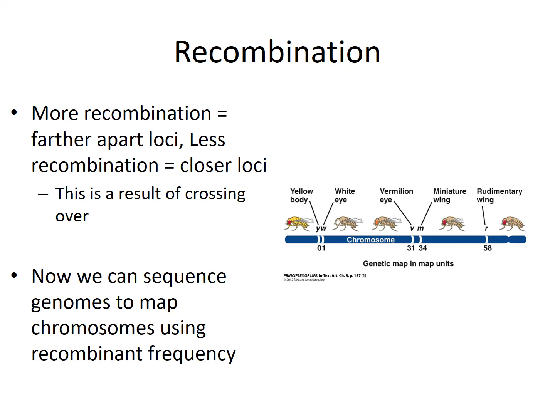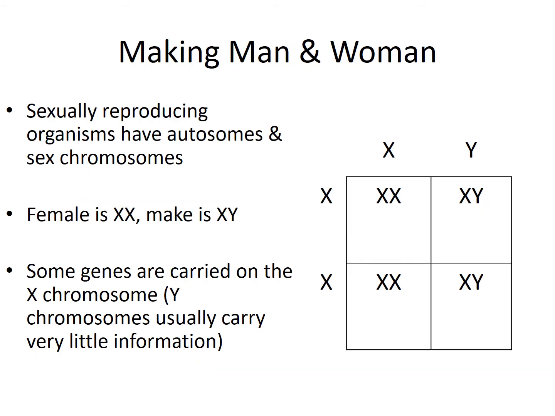In addition to mapping out and figuring out genes were linked based on autosomal inheritance, he figured out some other stuff. Not only do organisms have autosomes, which are the chromosomes that code for pretty much everything going on, they also have one set of chromosomes that specifically tells you whether they're going to be a male or female. Females tend to have two chromosomes that look the same, so he named them XX.